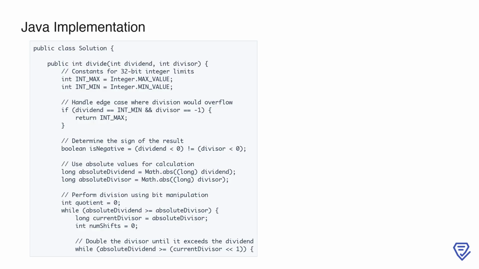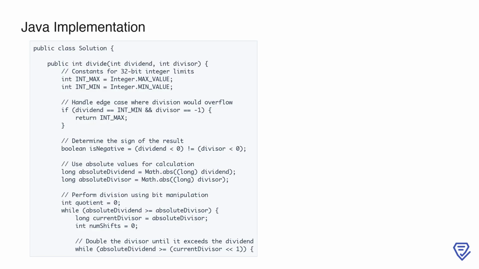If the dividend is the smallest possible integer value, int_min, and the divisor is -1, the result would exceed the maximum positive value for a 32-bit integer. In this case, we simply return int_max to prevent overflow. Next, we determine the sign of the result by checking if the dividend and divisor have opposite signs. If they do, the result will be negative.